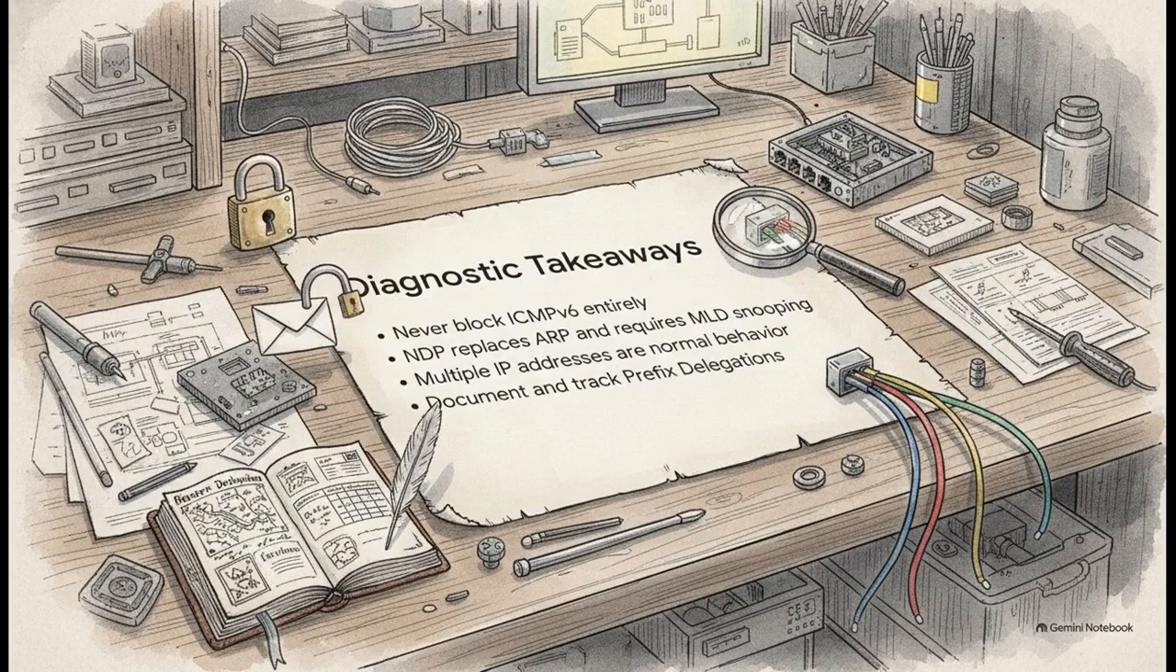So, to summarize our core diagnostic takeaways, never treat ICMPv6 as a security threat to be blanket blocked. Remember that Neighbor Discovery Protocol entirely replaces ARP, and you're going to need MLD snooping on your switches to prevent multicast flooding. Respect the fact that multiple IP addresses on a single interface are totally normal behavior. And lastly, always document and track your prefix delegations. If you don't, your network will silently break the moment your ISP changes your prefix.